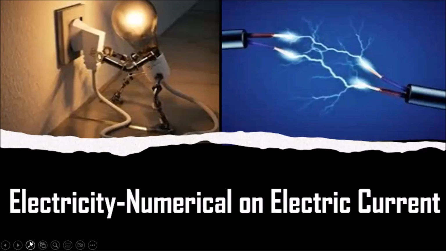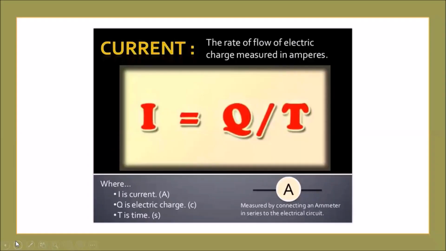So let's begin. Before we begin, we need a small recap of what exactly electric current is, if you've missed our previous video. Electric current is the rate of flow of electric charges, and it is measured in ampere. The formula which will be utilized is I is equal to Q by T.